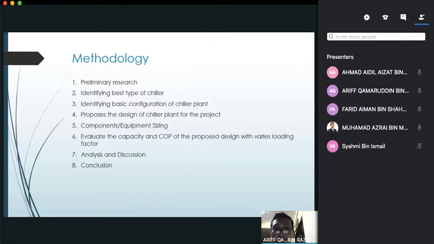The next is the methodology. So we did the preliminary research. We identified the best type of chiller, we identified the basic configuration, we proposed the design of the chiller, the sizing of components and the equipment have been identified, we evaluated the capacity and COP, we did the analysis and discussion, and lastly we made the conclusion.